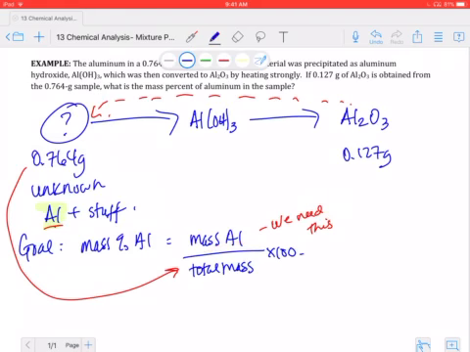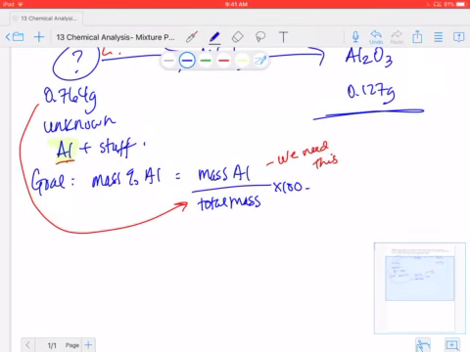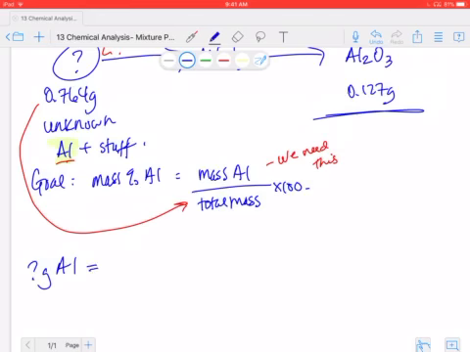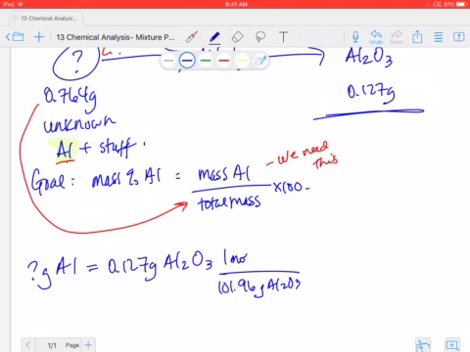In this particular problem, we're just looking for the mass of aluminum. So I'm going to set this up. We're looking for grams of aluminum, and we're starting with 0.127 grams of Al2O3. I'm going from grams of something to grams of something else, so I'm going to first find moles of my Al2O3, and the molar mass here is 101.96 grams for 1 mole.